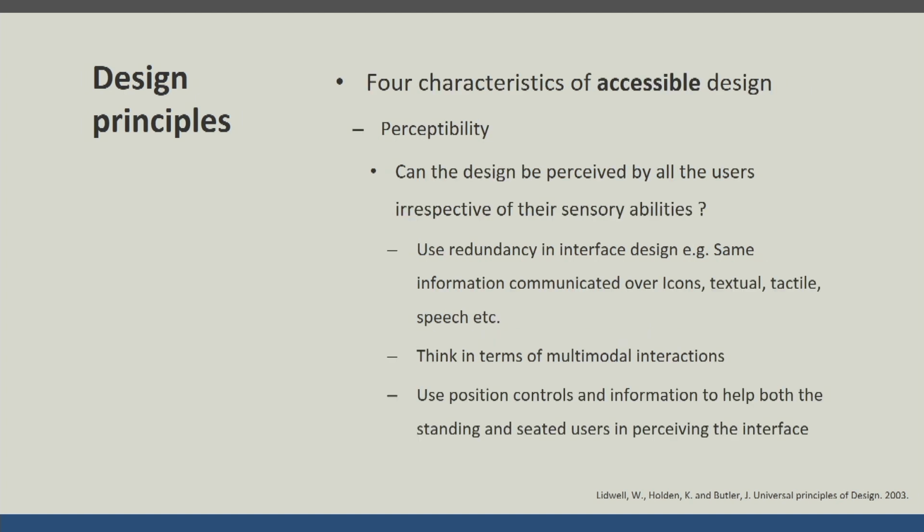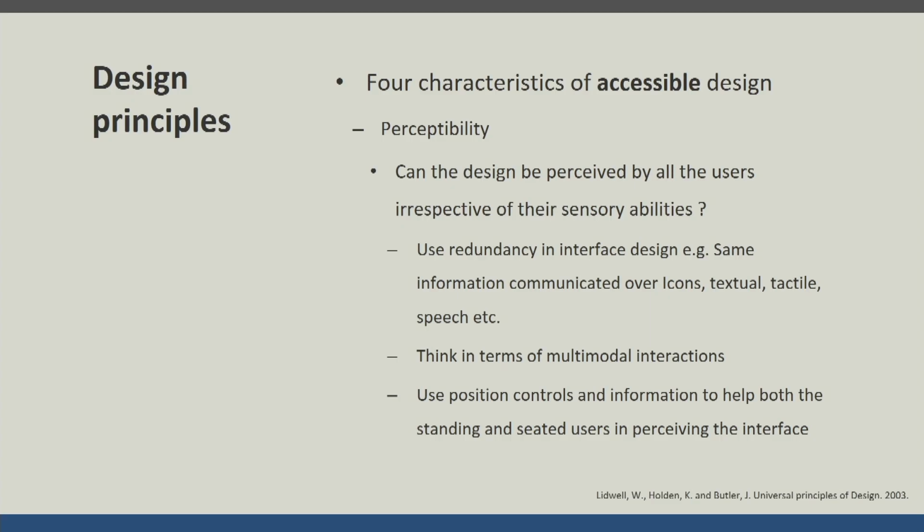There are four characteristics of accessible design. The first one is perceptibility. As an interaction designer, you should ask the question: can the design be perceived by all the users irrespective of their sensorial abilities? All of us as human beings have different sensorial abilities. Some of us have better eyesight than others, while others can hear better than a few others. So there is a diverse range of sensorial abilities that we all possess.